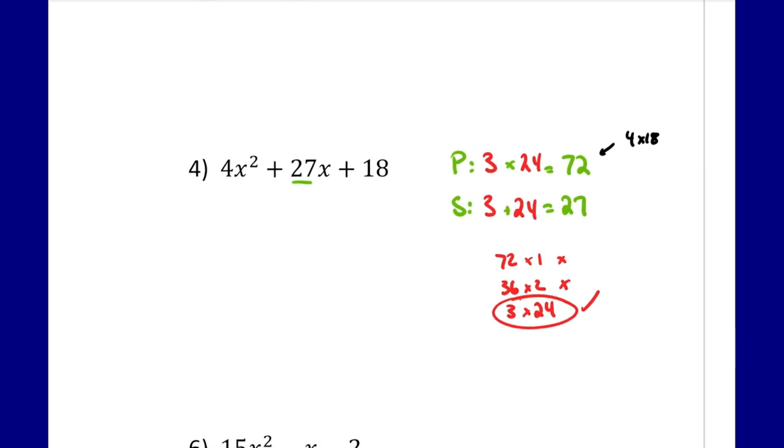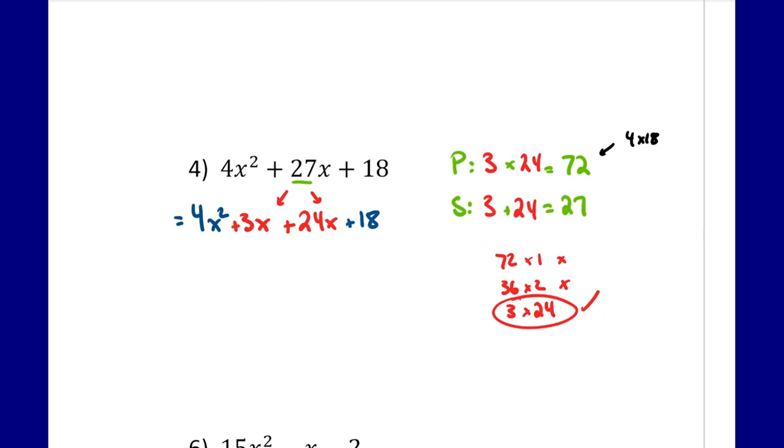Now what we do, we don't just take those two numbers and put them into brackets. What we do now is we take the 4x squared, and we're going to split up this middle number into those two terms that we just came up with. So 27x can be split up into 3x plus 24x. You might ask, does it matter which one goes where? No, in this case, it does not. You could put them in either spot. It will still work out in the end.